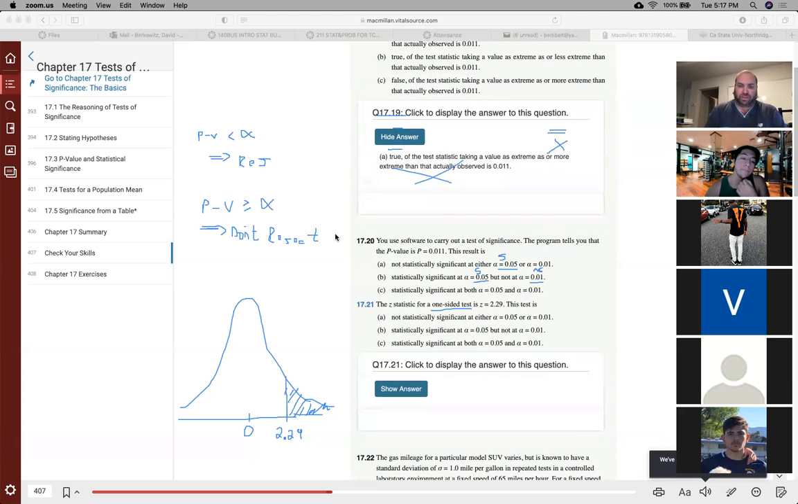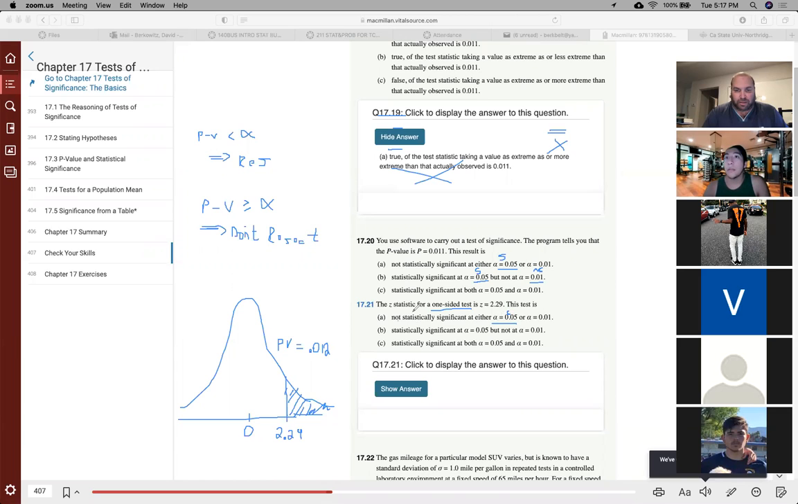My calculator says that the probability of being past 2.29 is, and you can do this on Crunch It or by yourself, I got a p-value of 0.012. So a p-value of 0.012 means that if p-value is less than alpha, it is significant. Is the p-value less than 0.05? Yes, significant.